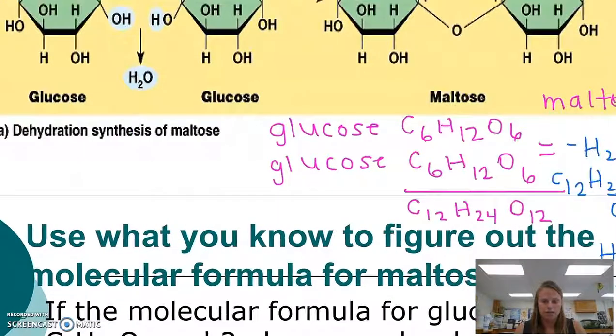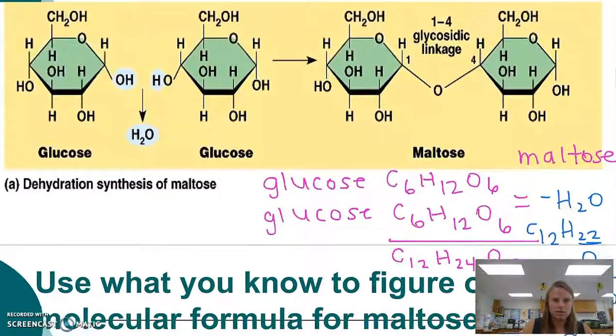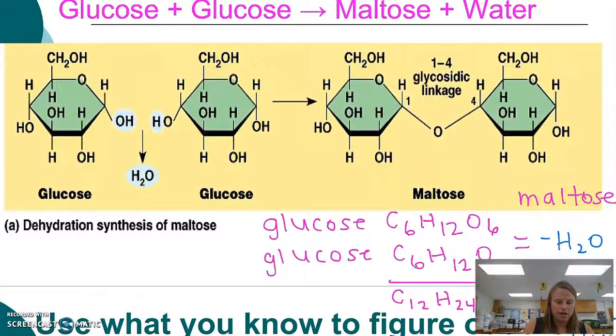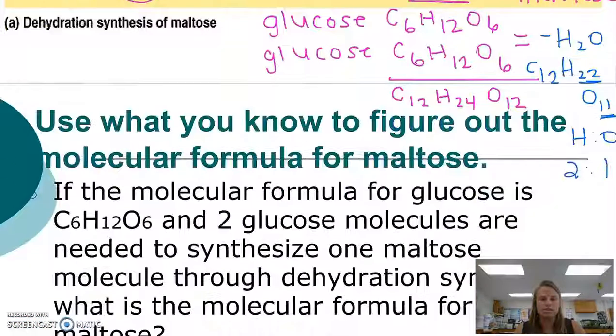Now let's take a look back at our diagrams. Here we've got glucose and glucose. We're removing a water by taking a hydroxyl group from one of those glucose and a hydrogen from a hydroxyl group of the other glucose, and then we're forming a glycosidic link or a glycosidic linkage to form maltose. This process is known as dehydration synthesis.